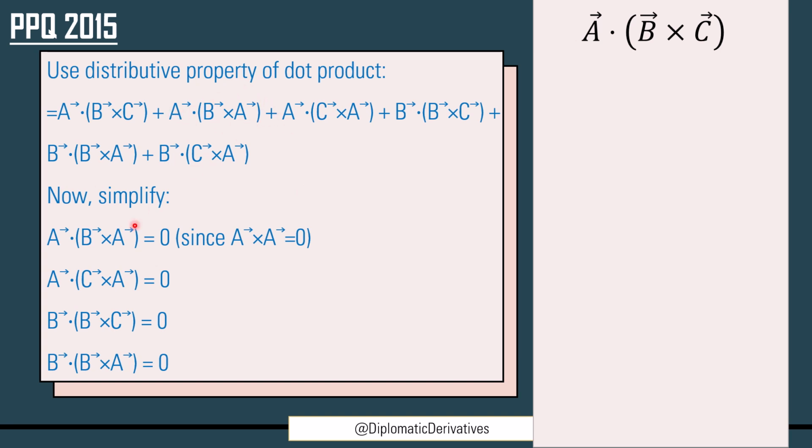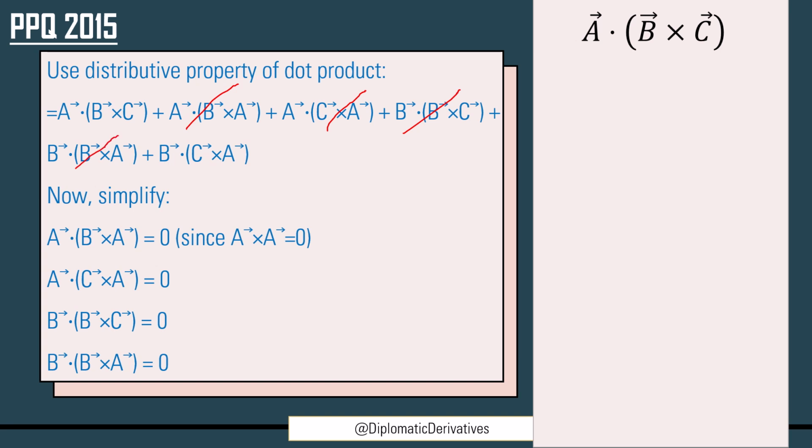Similarly, the next one, which is a dot c cross a: again a cross a is 0, so this entire thing becomes 0. Then if you talk about this one, you have b dot b cross c, so b cross b is 0, so you get 0. Here also b cross b is 0, so you get this thing as 0. So basically this becomes 0, this becomes 0, this becomes 0, and this becomes 0.